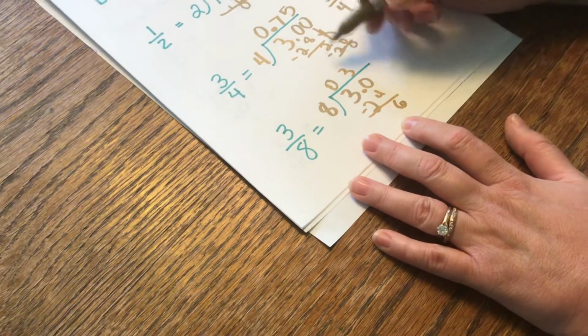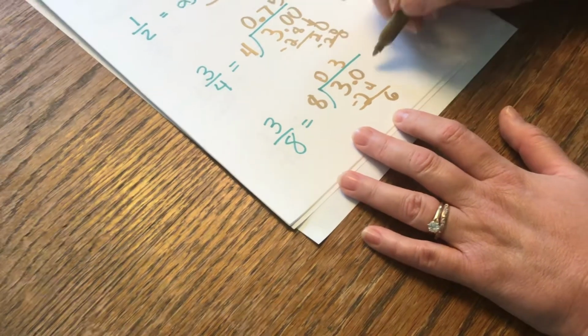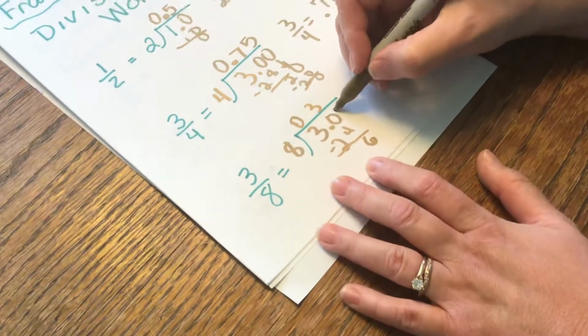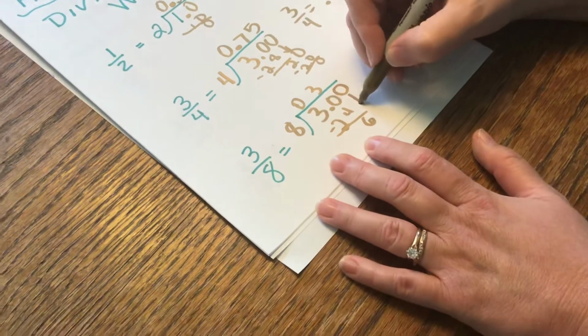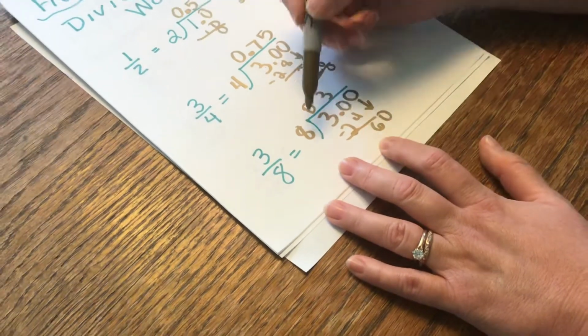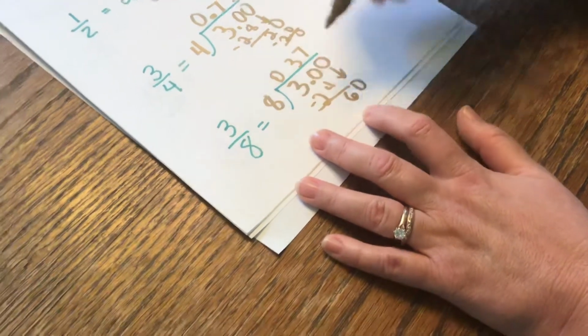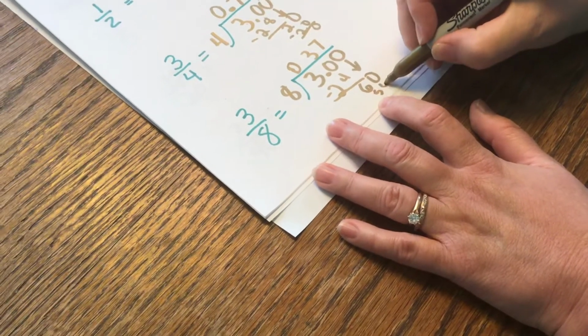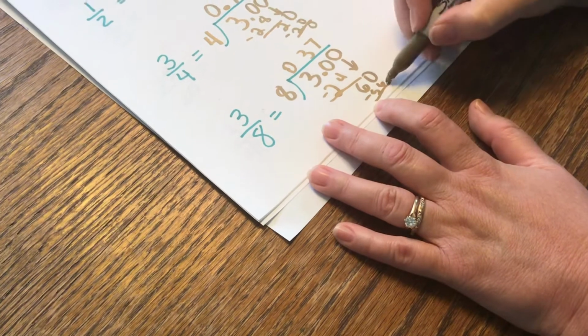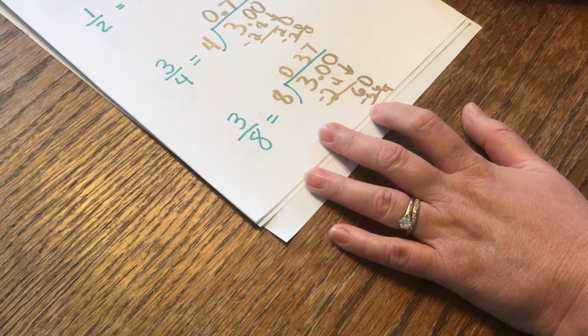6 left over, but when we're dealing with decimals, we can't have leftovers. So instead of 3.0, I'm going to make the equivalent decimal 3.00. 8 divides 60 7 times. 8 times 7, running out of space in my paper, is 56. 60 minus 56 is 4.